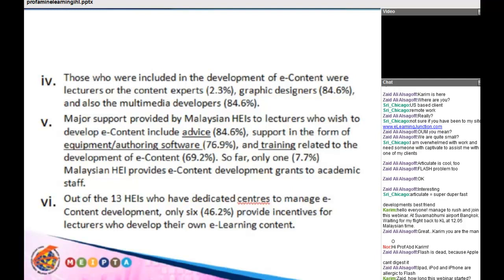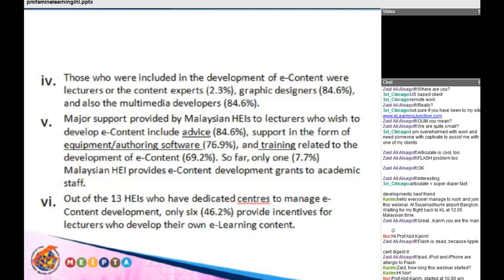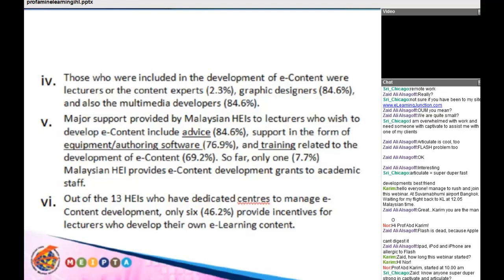Okay, major support provided by institutions to lecturers: advice. I think most lecturers will be happy if they have a simple tool, like Screencast-O-Matic or Camtasia. They don't need large funds. Although I know, like in UTM, they provide a fund of up to 5,000 ringgit for lecturers who are willing to create interactive e-content.